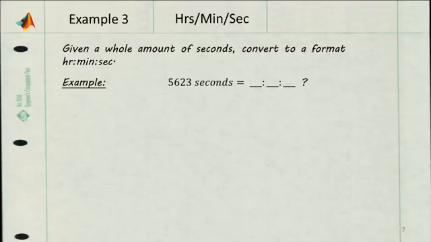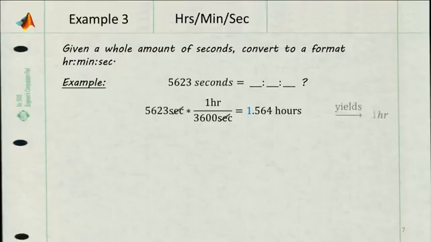Let's see another example. Given a whole amount of seconds, convert to a format of hours, minutes, and seconds. That might be useful one day if you're doing a trajectory problem and you don't want to show an answer in number of seconds. 5,623 seconds. How many hours, minutes, and seconds is that? Well, first you want to find the number of hours. So by dividing by 3,600, you convert to a number of hours. But you're getting decimals again. That gives us 1.5 hours. But that's one full hour. So that answers our first dash at top, but after that we still have to figure out the minutes and the seconds.